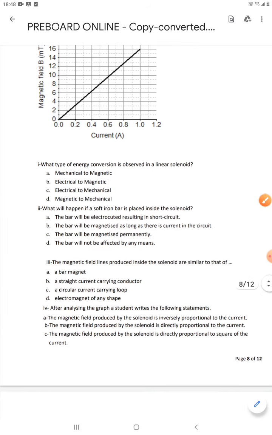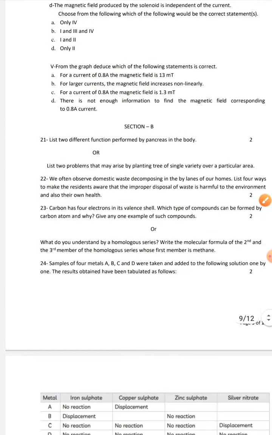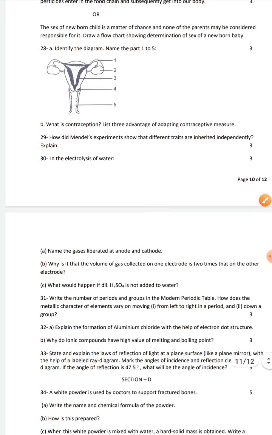As we can read the graph, let me check. At 0.2 ampere current, it is about 2.5, that is 3 milli Tesla magnetic field. At 0.4 ampere current, it's almost 6.1 milli Tesla. So we can read the graph. It's not a very tough question, it was very easy.